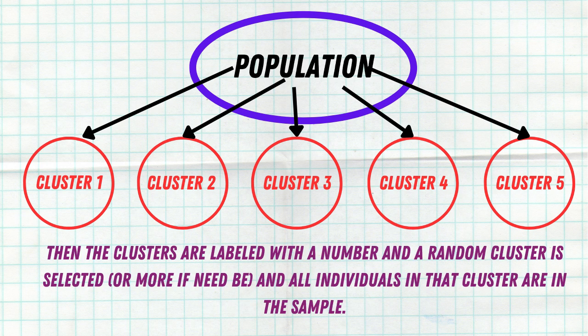Then I label my clusters, right? Every cluster gets a number. I use my random number generator and I pick one or two, however many clusters you want. And every single person within the clusters picked becomes part of my sample. Now you might be like, okay, hold on. Why would I want to do that? Well, think about it.